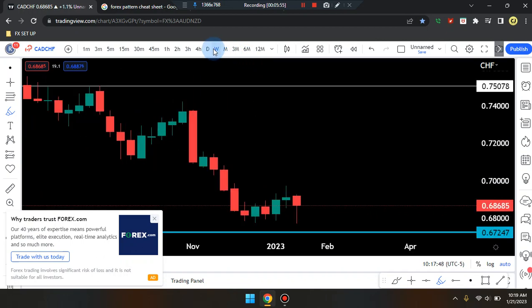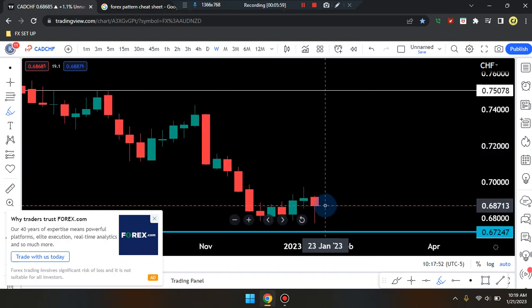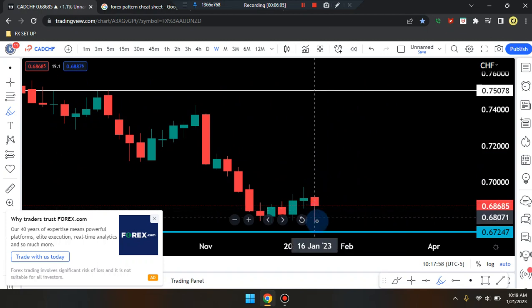Working our way to the weekly time frame. Price action on the weekly time frame reading as a bearish red candle, spiked down to a low. This is similar, I think this is called the hammer candle. So that mark is a hammer. So it's spiking down to that low.